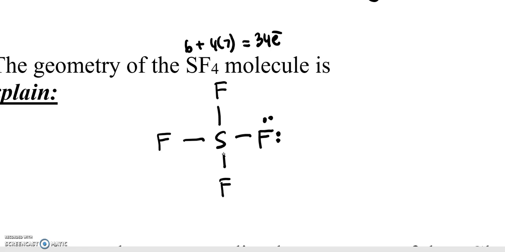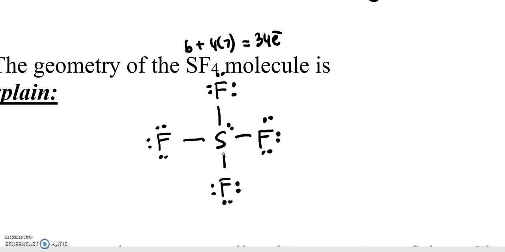Each fluorine gets 6 electrons: 1, 2, 3, 4, 5, 6. So I used up 24. I have 2 left. What I'm going to do with them? I cannot throw them away. I'm just going to put them on the central atom.